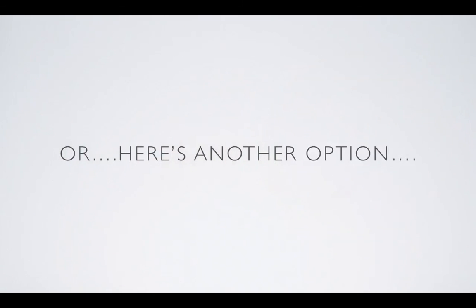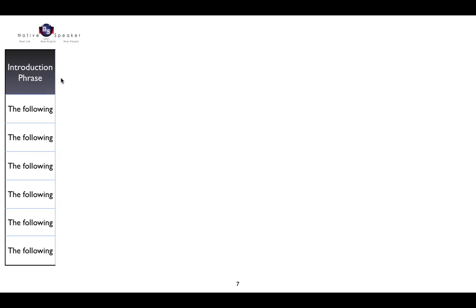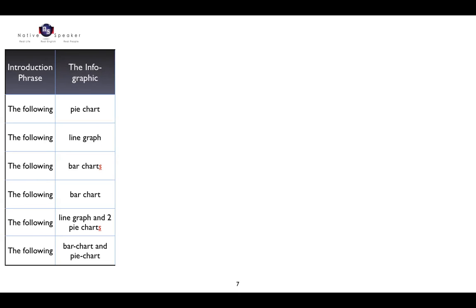So here we're going to look at another option now, and this option is slightly different in the construction. The introduction phrase is the following. Okay, the following. Just we're going to go with that one. Not the following is, just the following. And then we'll use the same words and phrases here for the infographic, the picture or the chart, the graph, etc. that they'll show you.